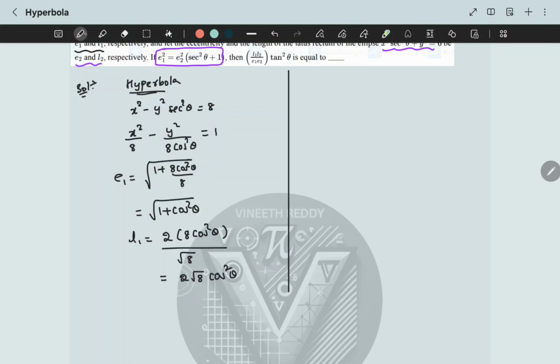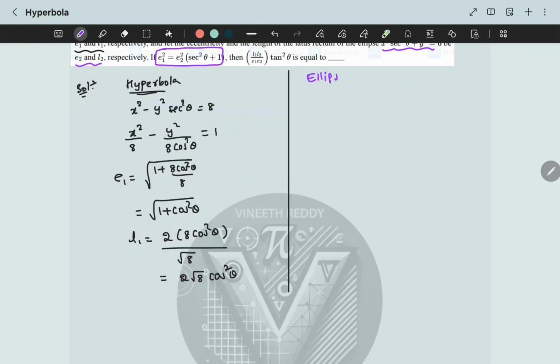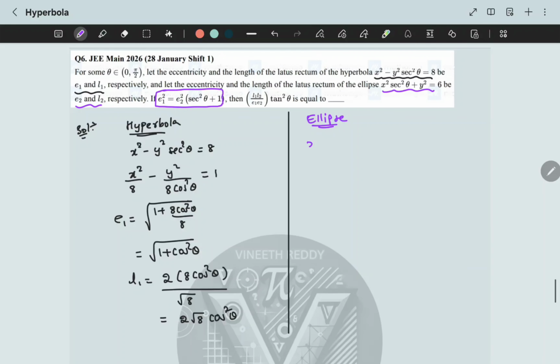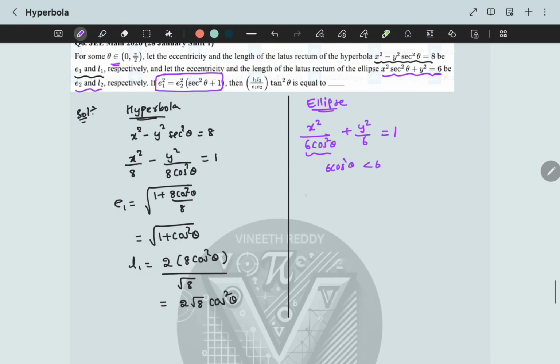Let us try to write down the same information for the ellipse. So for the ellipse we can write down the equation first. The equation will be x square by 6 cos square theta plus y square divided by 6 is equal to 1, making the right hand side 1. Now here students, since theta belongs from 0 to pi by 2, we can surely say that 6 cos square theta will be definitely less than 6, because cos theta will be lesser than 1 in that region. That means this is a vertical ellipse.